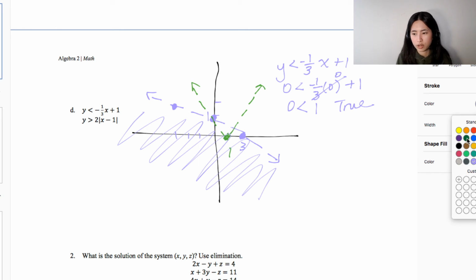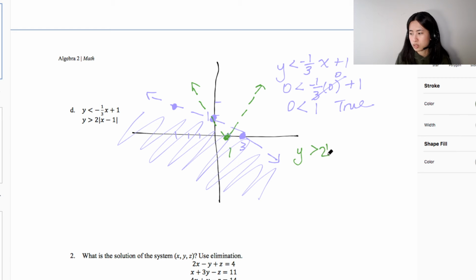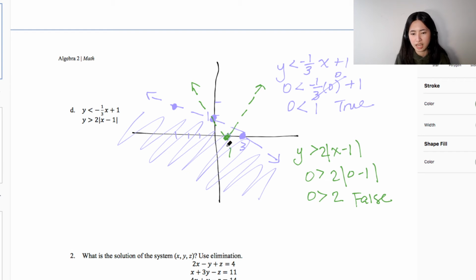And then when you're looking at the green one, y is greater than 2 times absolute value of x minus 1. So you would have 0 greater than 2 times absolute value of 0 minus 1. So this becomes positive 1. So 0 greater than 2. Is this true? Well, no, this is false. Therefore, you're not going to include the test point. So when I say you're not going to include the test point, you're not shading this part.